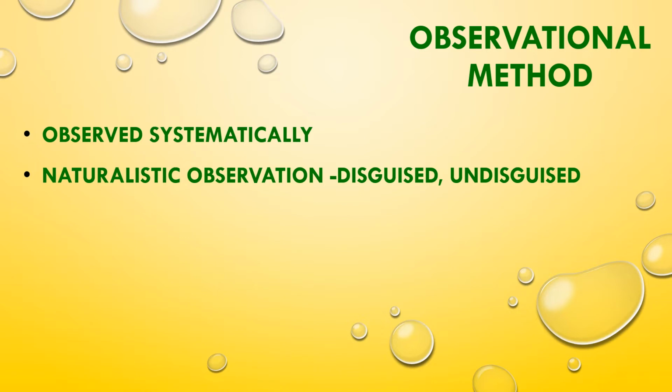When this is not possible, what happens? Undisguised natural observation may be effective. And sometimes this undisguised observation can cause a phenomenon known as reactivity. Reactivity occurs when participants know they are being observed. So in disguised, the participant doesn't know they are being observed. But in undisguised, participants know that they are being observed. So in that case, reactivity can happen. That is, it causes change in their behavior and it can impact the data.